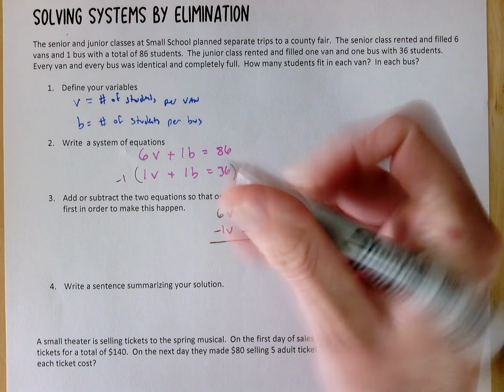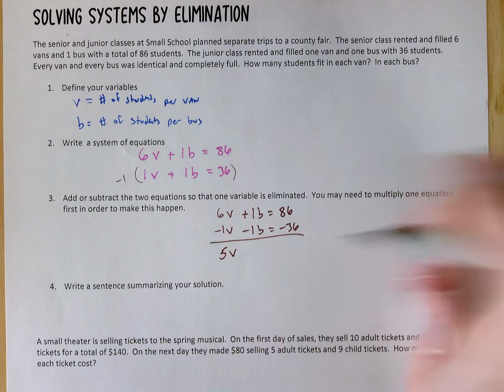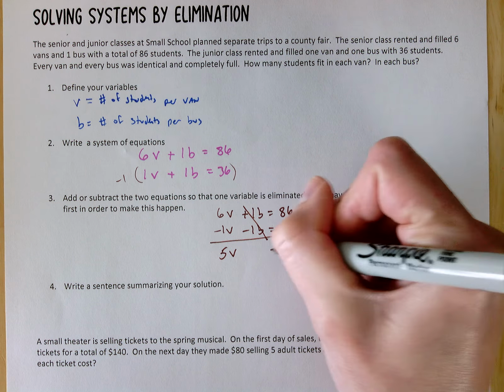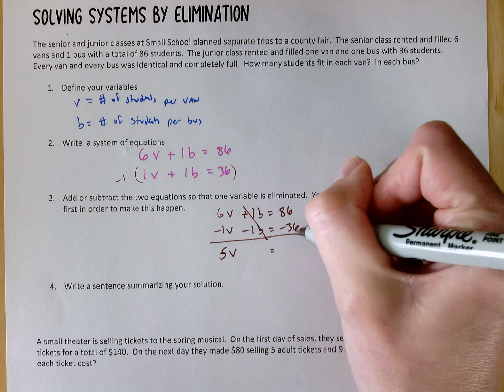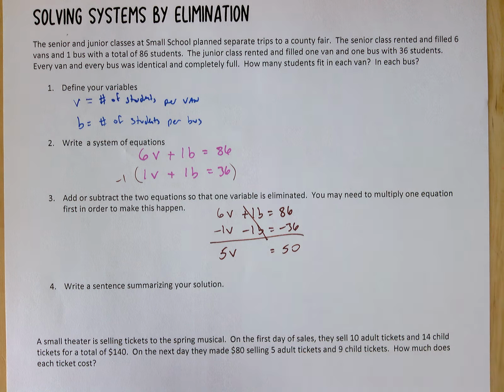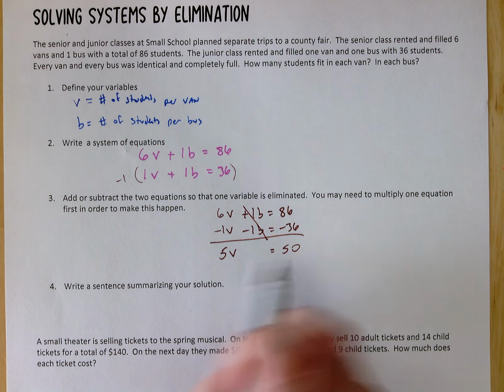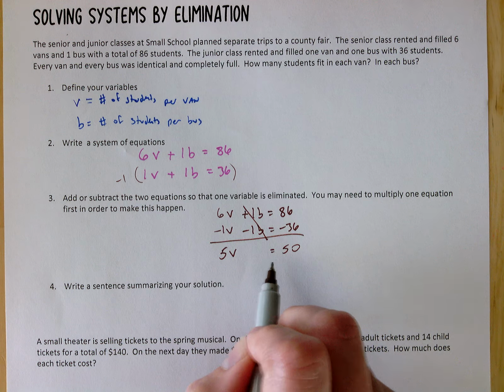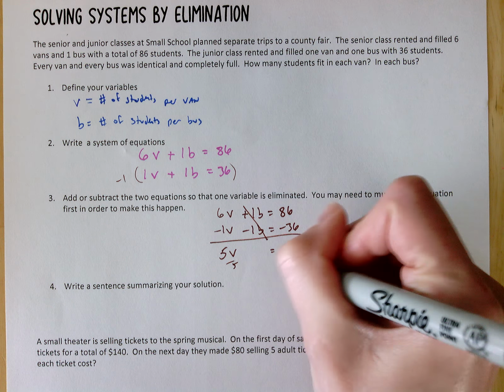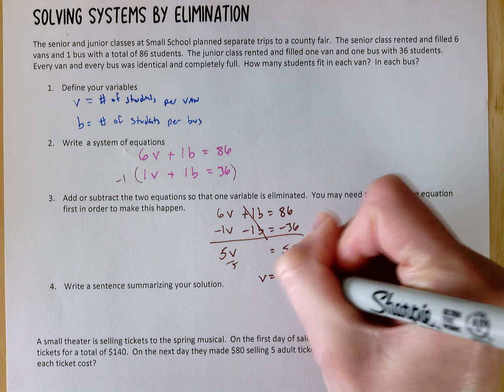So 6v and then a -1b, that's 5v. These guys cancel each other out, which is what I wanted. 86 minus 36 is 50. And now I'm left with a little baby equation that's easy to solve, right? I just have to divide both sides by 5. So then v equals 10.